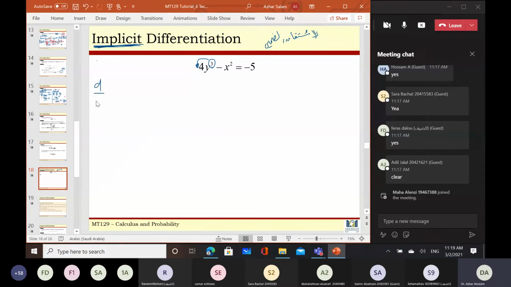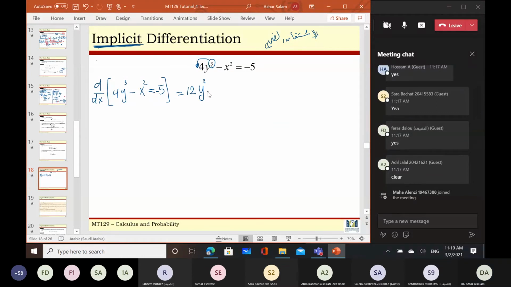So here d by dx for 4y to the power 3 minus x to the power 2 minus 5, equal to minus 5, write it completely with the equality. Okay, I will take the derivative of this first. We said that I will take this down and multiply it by 4. It will be 12 multiplied by y square. Bring down the power and subtract one from the power. 12y square.